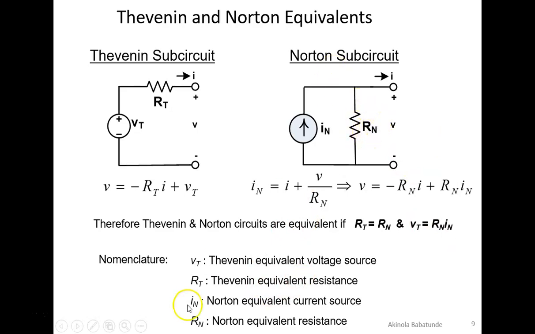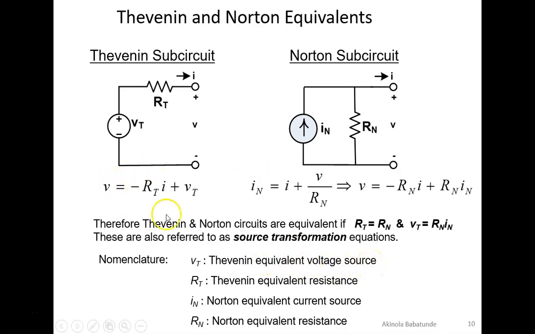So you know what Rn means: Norton equivalent resistance. In is the Norton equivalent current source, Rt is the Thevenin equivalent resistance, and Vt is the Thevenin equivalent voltage source. You may also refer to these equations as source transformation equations.